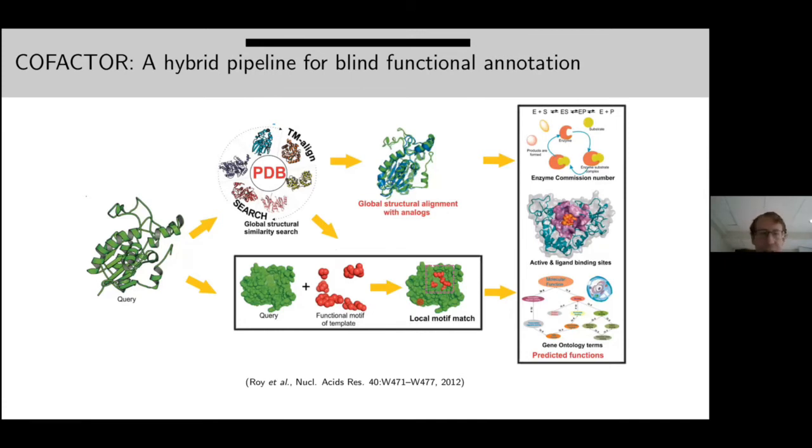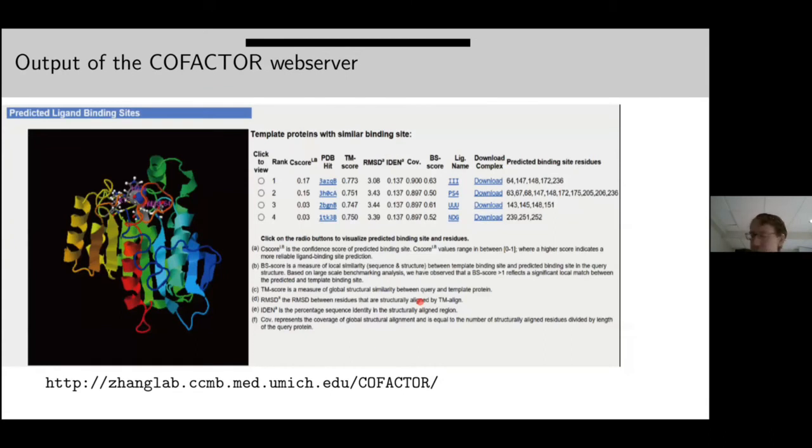So when you pull this all together, we get a set of predictions that look like this. This is the web page for COFACTOR. We get a set of similar proteins that are identified. These are proteins with good structural similarity to our query structure. And very frequently, they don't have high sequence identity. So here, for example, these are 3 to 4 angstrom C-alpha RMSDs, but the sequence identities are below 15%.